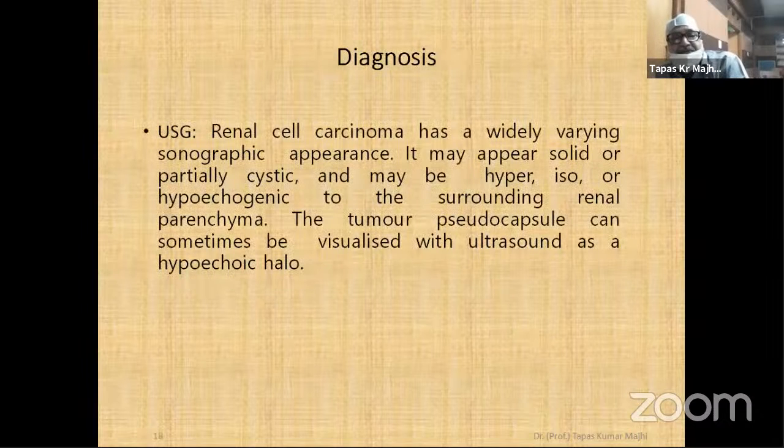Diagnosis: USG is a simple investigation, usually available and cost effective, but renal cell carcinoma has a wide variety of sonographic appearances: solid, partially cystic, and may be hyper-, iso-, or hypoechogenic relative to the surrounding renal parenchyma. The tumor pseudocapsule is sometimes visualized with ultrasound as a hypoechoic halo.